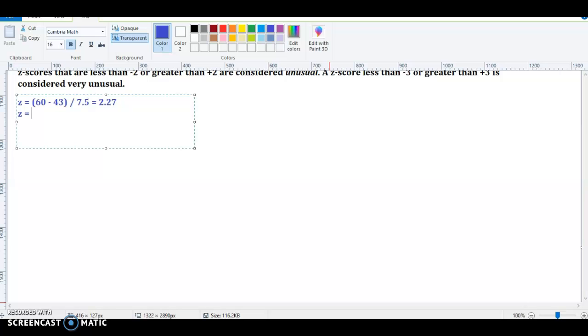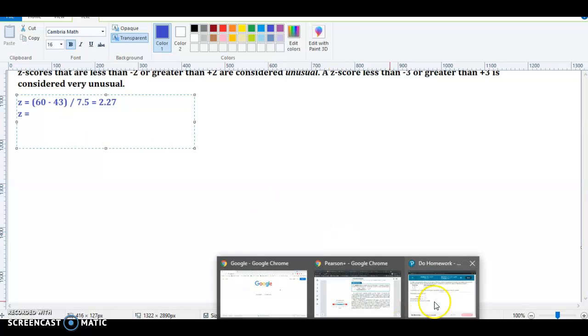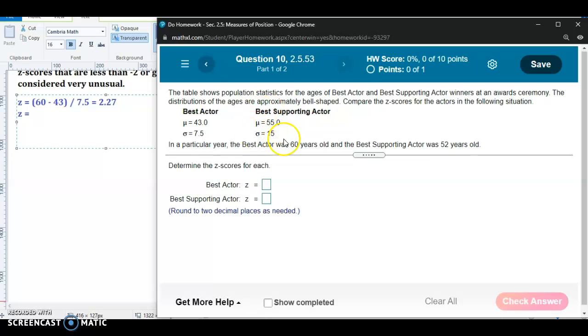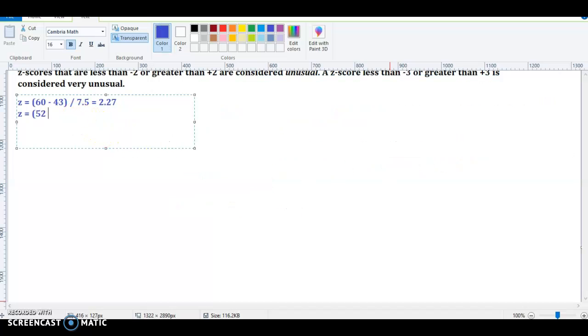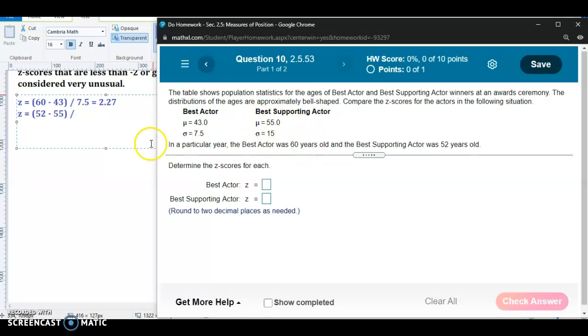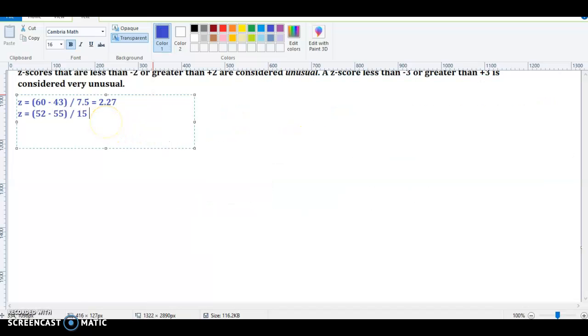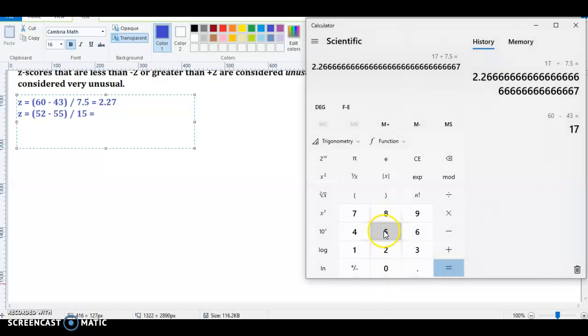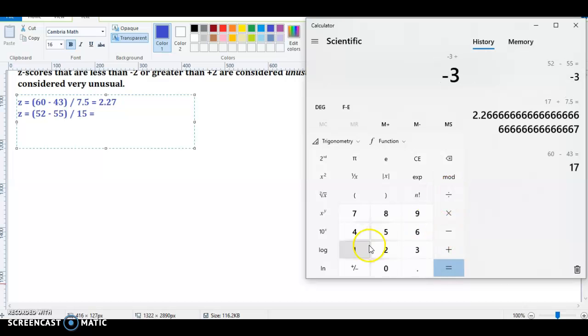Okay, then we need the z-score for the best supporting actor. These are the summary statistics for the best supporting actor. The best supporting actor, in this case, was 52. So we're going to do 52 minus 55, and divide that by the standard deviation of 15. Putting that into our calculators: 52 minus 55, and then divide that by 15.